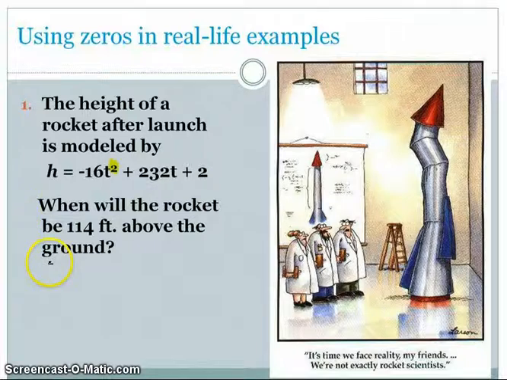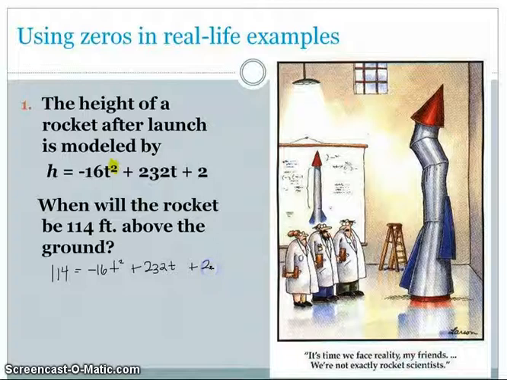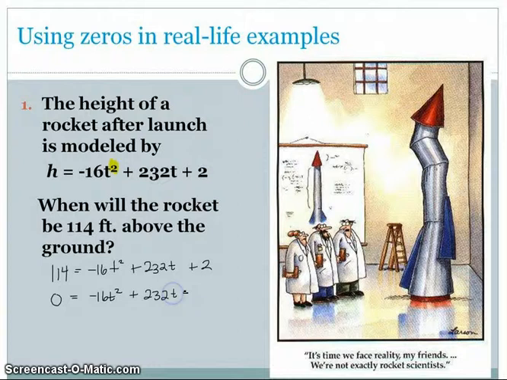So h is equal to height. 114 equals minus 16t squared plus 232t plus 2. Now remember that I can't solve this until it's equal to 0, so I have to subtract 114 from both sides. And 2 minus 114 is negative 112.